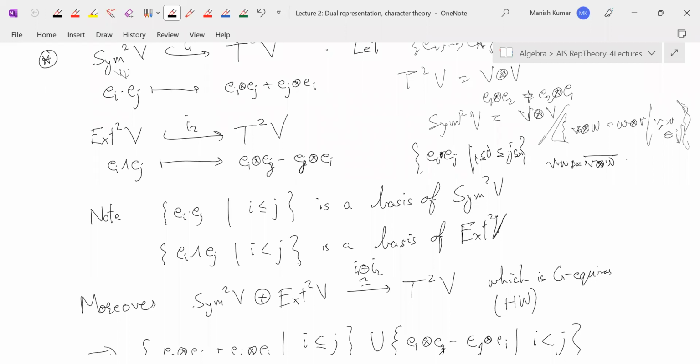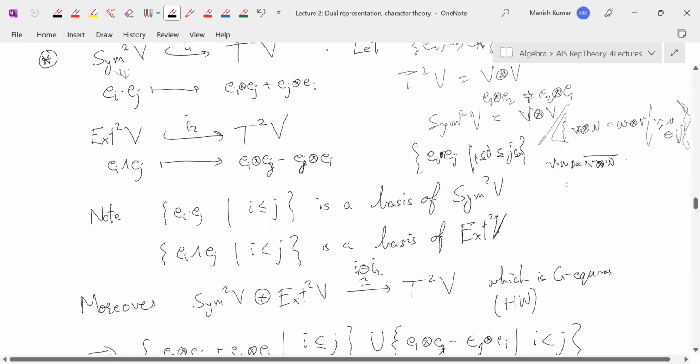Okay. So this X2V is called the alternating product. And what it means is, this is again a quotient of T2V. Maybe I'll just write what is X2V. So this is T2V, but this time you go mod by the elements of the form v tensor v. Yes, the subspace generated by v tensor v for v in V.